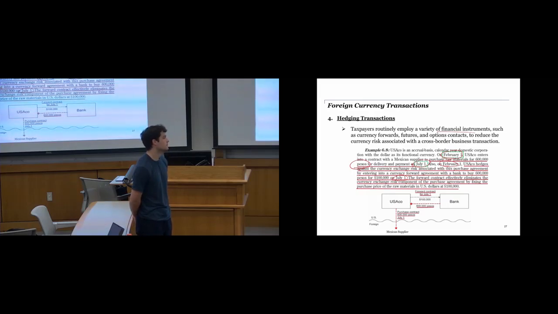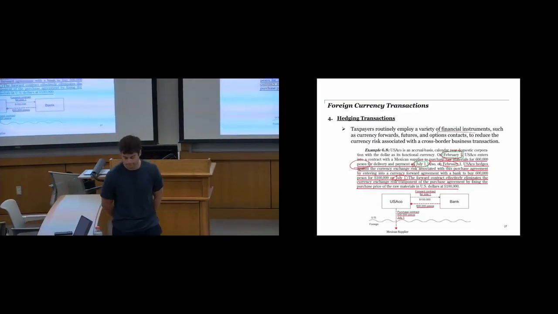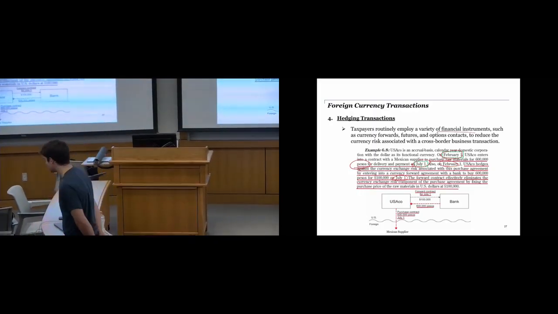So now I've locked in, this costs me 100,000. Because when I get to July 1, the bank is going to give me 600,000 pesos, and I'm going to pay 600,000 pesos to the Mexican supplier for my product, whatever that is. Right? Okay? So that's a perfect hedge. The timing is right.